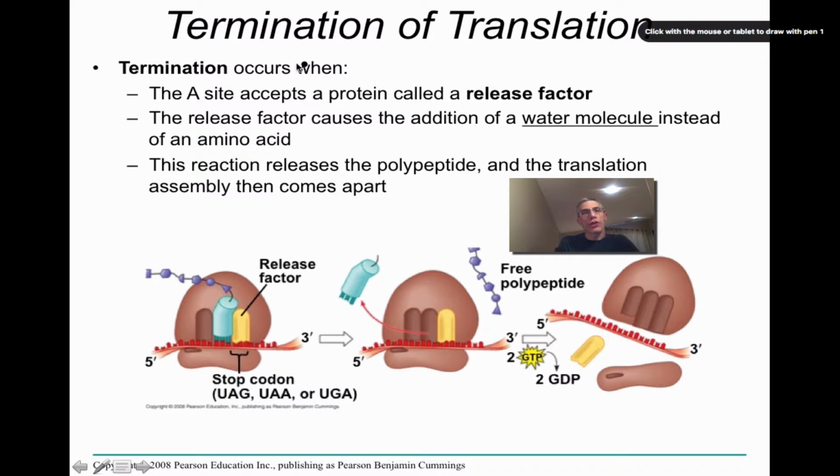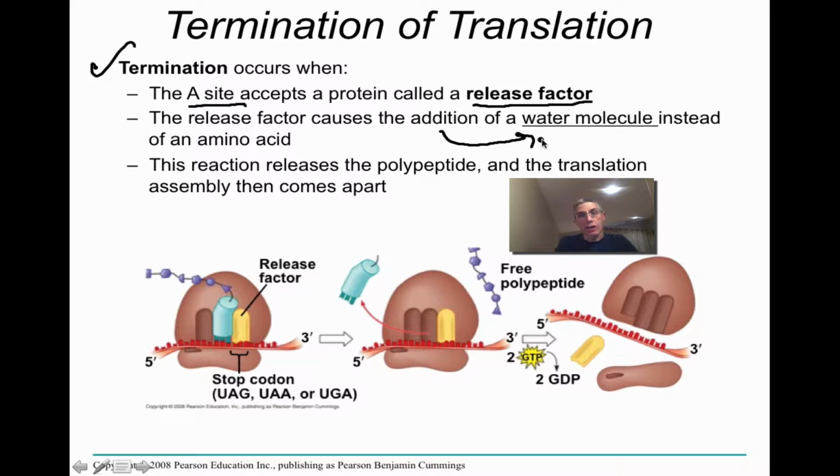Now once we get to the third stage, remember this stage is called termination. And as the word implies, termination basically means to finish up the process. So the A site is going to accept a protein called a releasing factor. Now the releasing factor is going to cause the addition of something different. It's not going to bring in an amino acid. It will actually cause the addition of a water molecule instead of that amino acid. Now this reaction itself is going to initiate the release of that polypeptide into the cytoplasm.